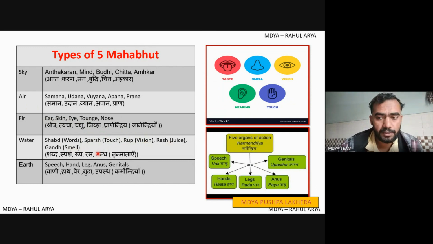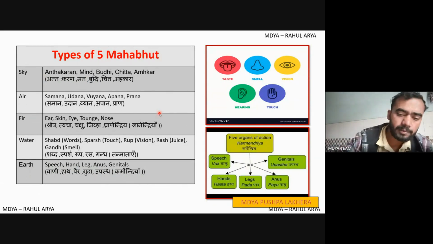Shabd, Sparsh, Roop, Ras and Gandh, all the tanmatras, come under the water element. All the senses come under fire, and all the airs under the air element. Air, fire, and water are very easy, and earth is also easy. Karma indriyas: speech, hand, leg, anus, and genitals. So earth has the karma indriyas, water the tanmatras, fire the senses, and air all the types of prana, major prana. Man, buddhi, ahankara, antahkaran are very easy to understand and learn. Okay, so these are the types of the Mahabhuta.